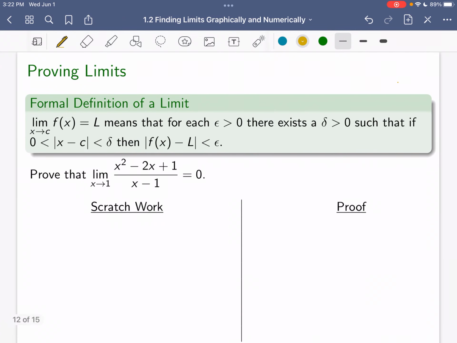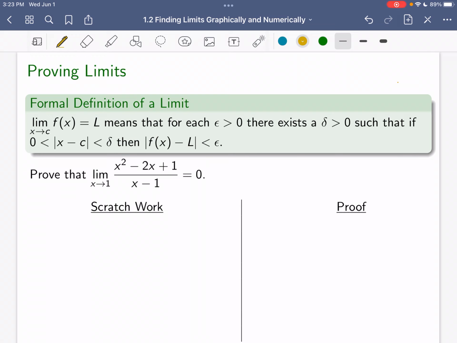In this video, we're going to look at formally proving a limit. So how do we go about proving that the limit of a function actually is a value? Not just by guessing, not by looking at a graph or looking at it numerically, plugging in values and just saying, oh, it looks like it's getting close. But how do we actually do that formally?